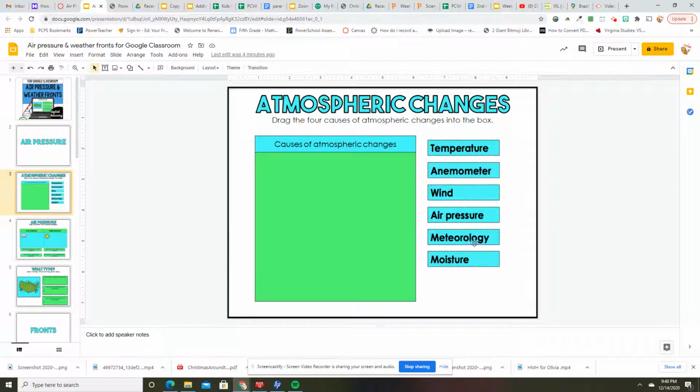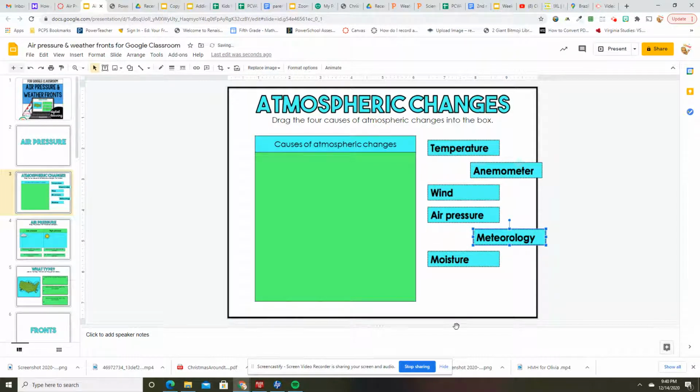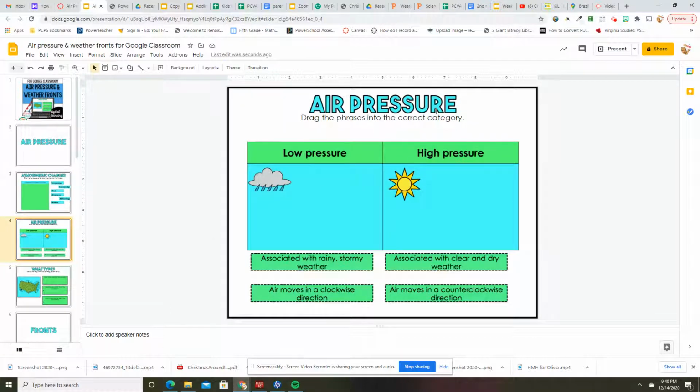So meteorology is a study of weather, and an anemometer is a weather tool. So I'm going to push these to the side, and then you're left with four. Okay, so drag those four over there, and you have the four causes of changes. Okay. All right, so low pressure and high pressure.